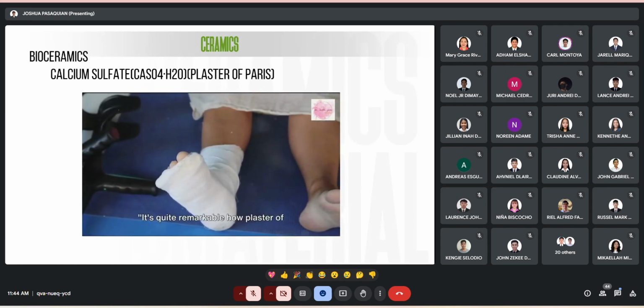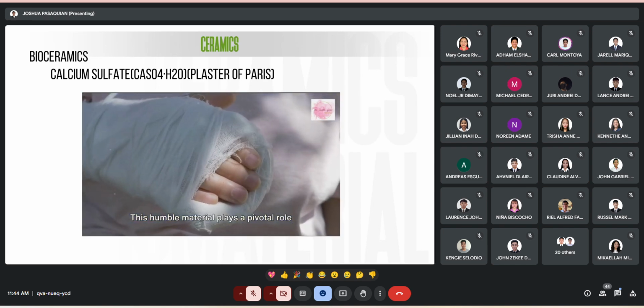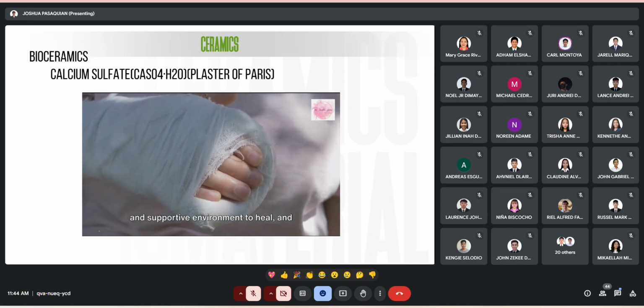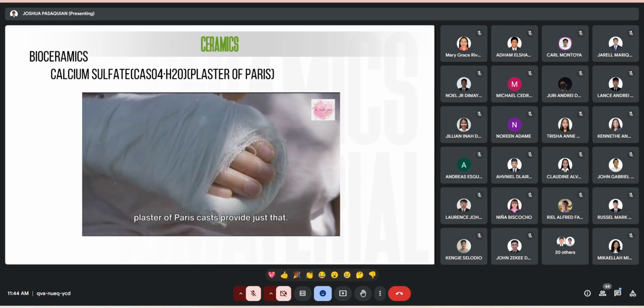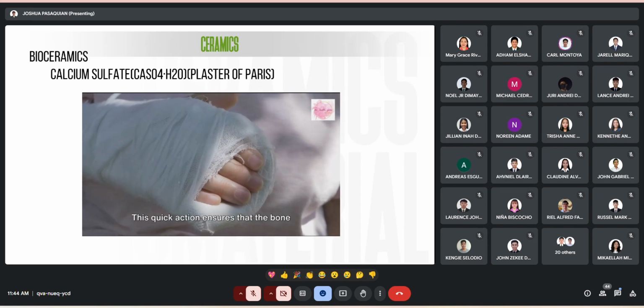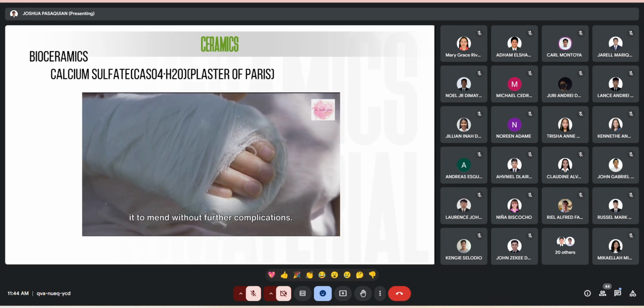It's quite remarkable how plaster of Paris helps in the process of bone healing. This humble material plays a pivotal role in mending what's broken. When a bone fractures, it needs a stable and supportive environment to heal, and plaster of Paris casts provide just that. You see, the plaster hardens quickly, effectively immobilizing the bone. This quick action ensures that the bone remains in the correct position, allowing it to mend without further complications.